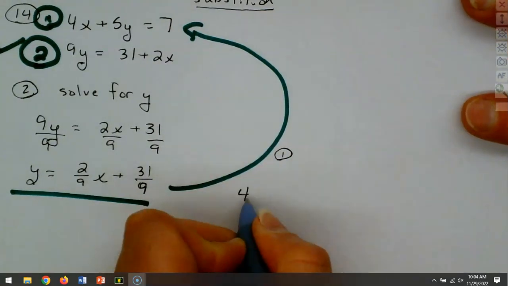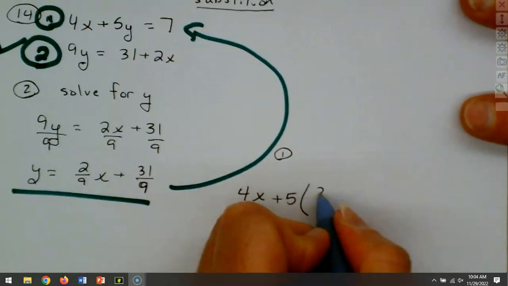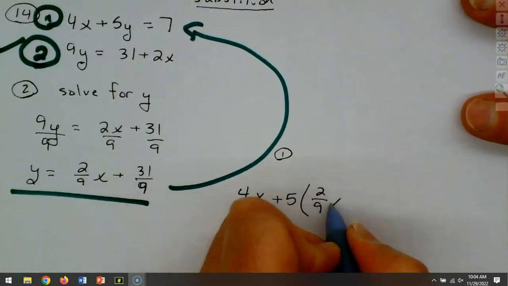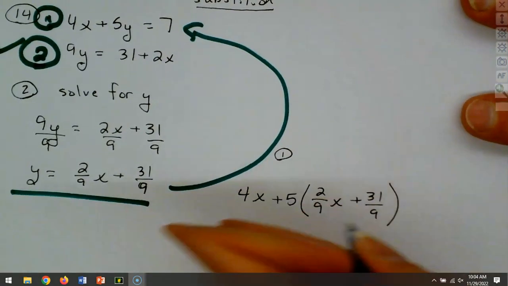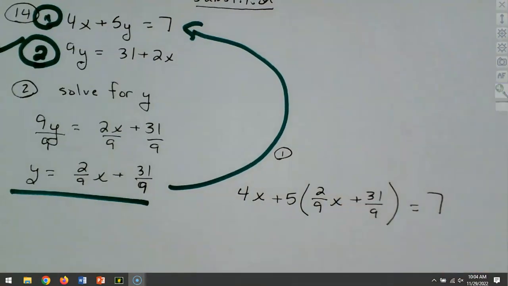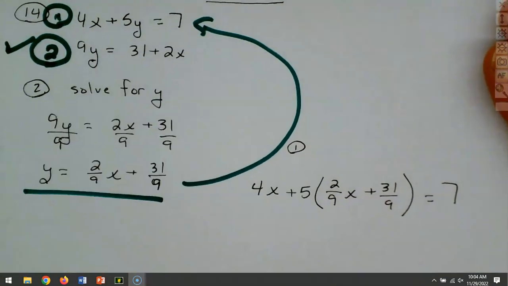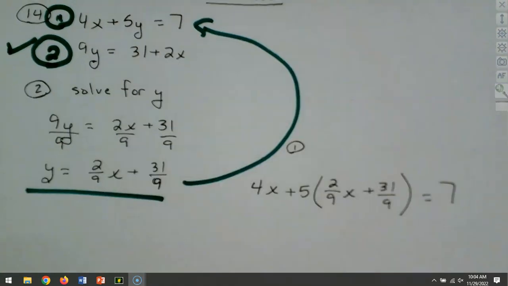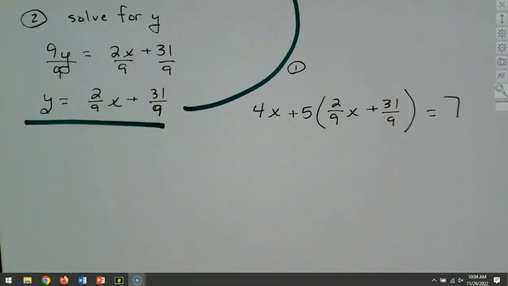So plug this into the first equation. We've got 4x plus 5 times (2/9 x plus 31/9), and that equals 7. So we plugged this into here. And now we should be able to finish it. We're down to one variable. That's what we have to do. We have to eliminate one of the variables to get it down to a single variable that we can directly solve.